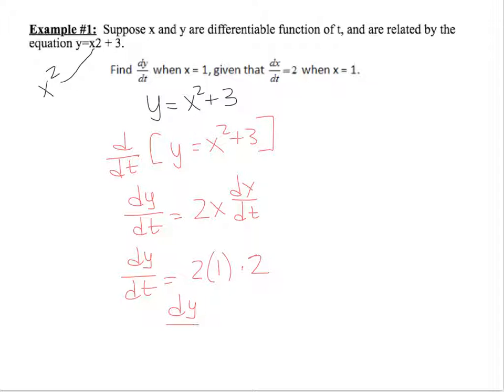So I find that dy dt is equal to 4, meaning that as x is increasing by 2, y is increasing by 4 at this time t, at any time t. So basically the y values are growing twice as fast as the x values for this particular function.